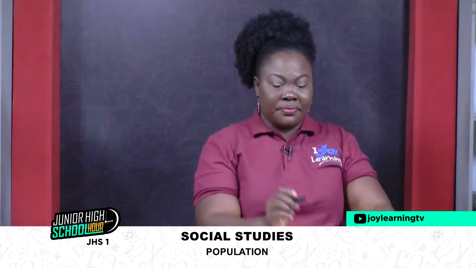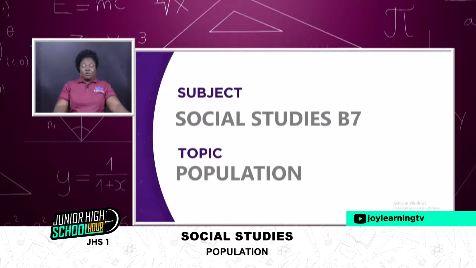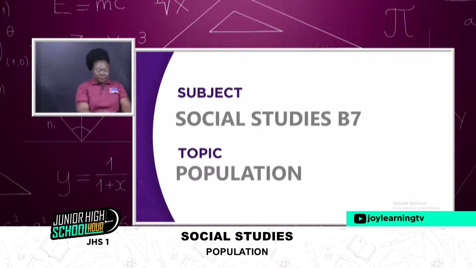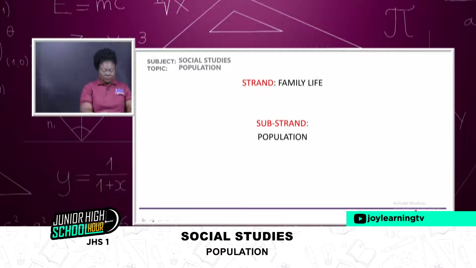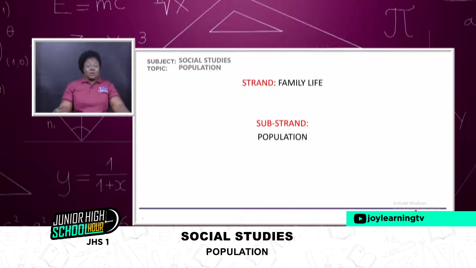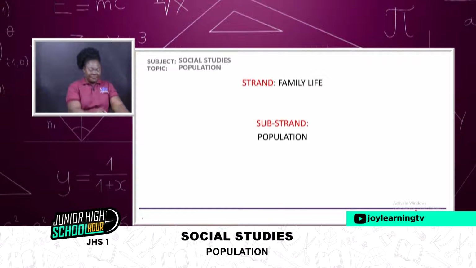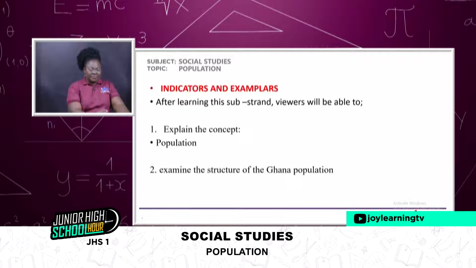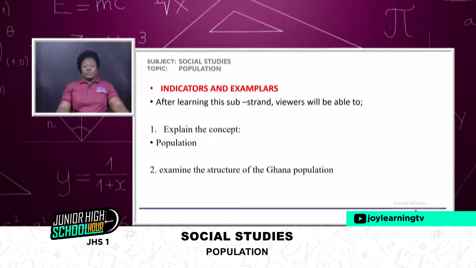Today, our topic is population for JHS 1 or B7, Basic 7. Now the strand is family life and the substrand is population. Now let's run through the indicators or examples.